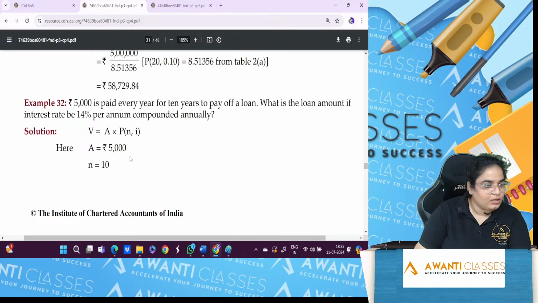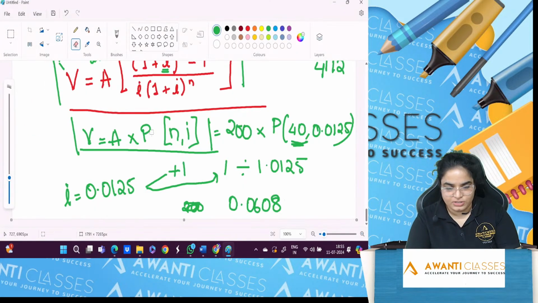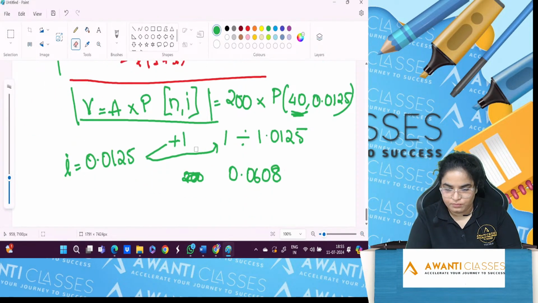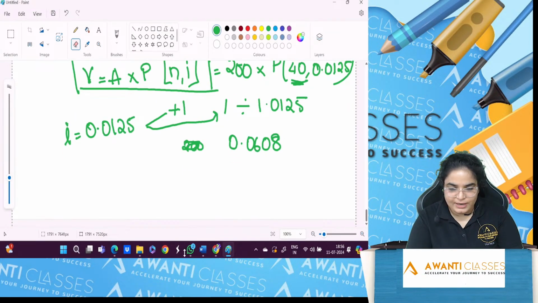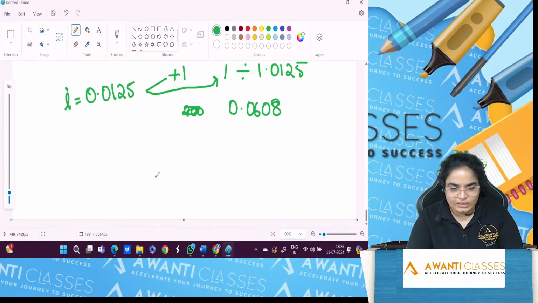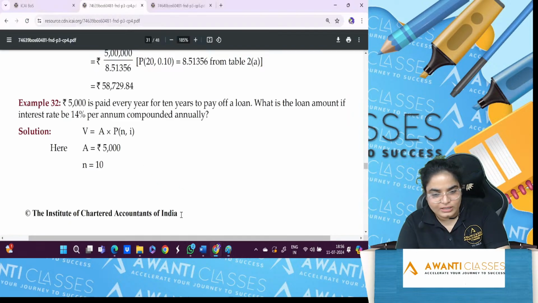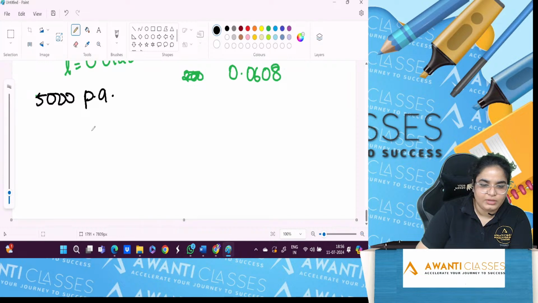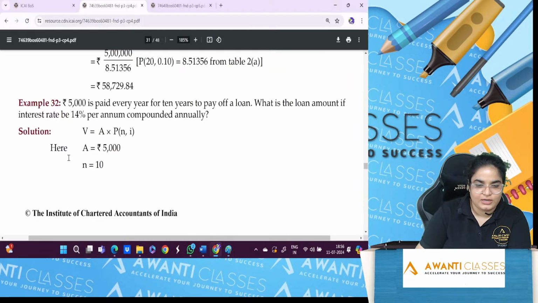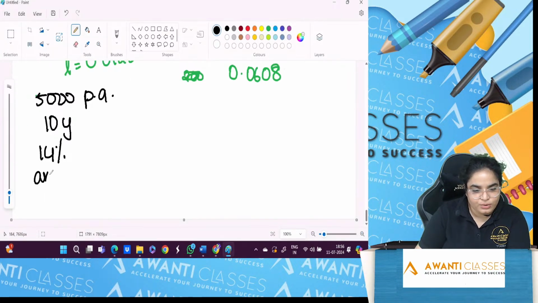Okay, look at this. I hope you can all see the screen. 5,000 rupees is paid off every year for 10 years. There is a loan that they have to pay off. So 5,000 per annum they have paid for 10 years. Loan interest rate is 14% compounded annually.